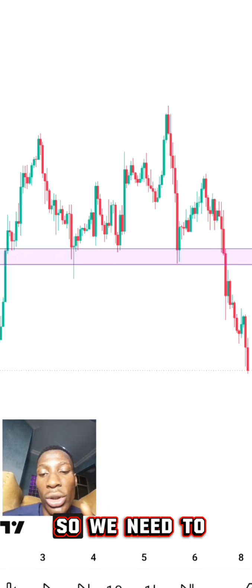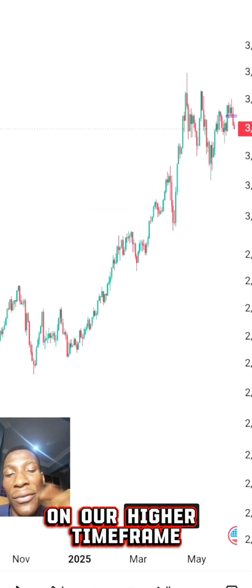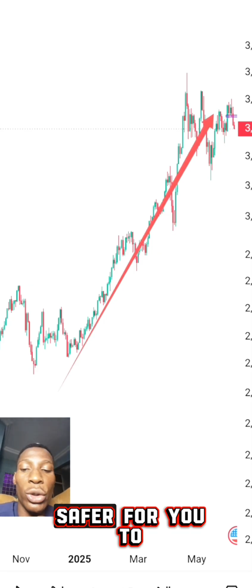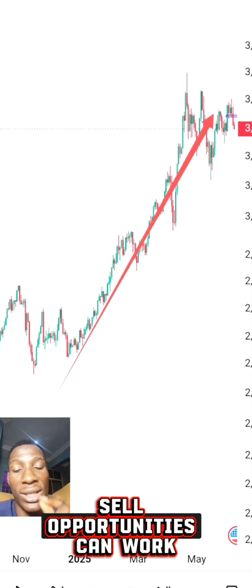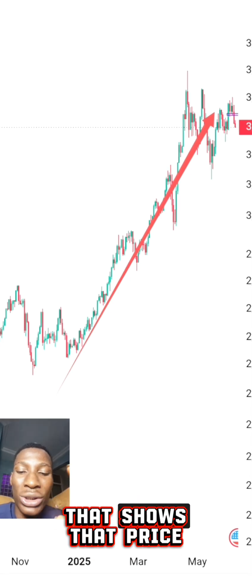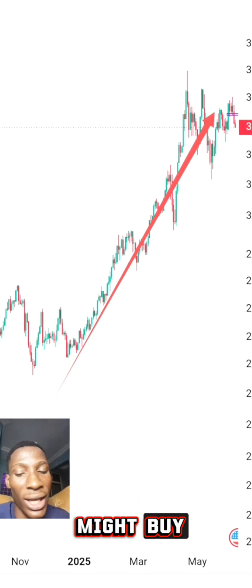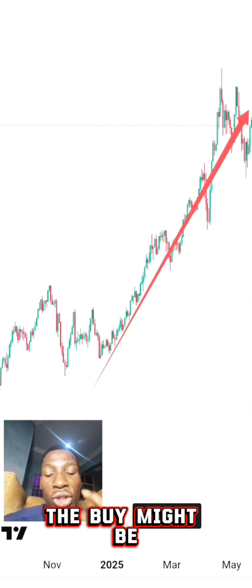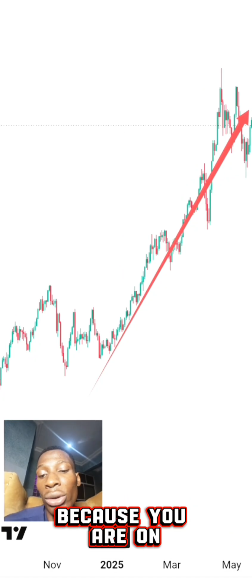When analyzing a trade, the first thing you should do is check for the trend. It is very important. So we need to go to our higher time frame. On our higher time frame, you can see that price has been on an uptrend for months, which means it is safer for you to look for buy opportunities. Sell opportunities can work. You can look for sell opportunities, obviously, but then if you're analyzing and you see something that shows that price might buy, make sure that you're not looking for a sell opportunity at that point, because most definitely the buy might be stronger than the sell opportunity because you are on an uptrend.